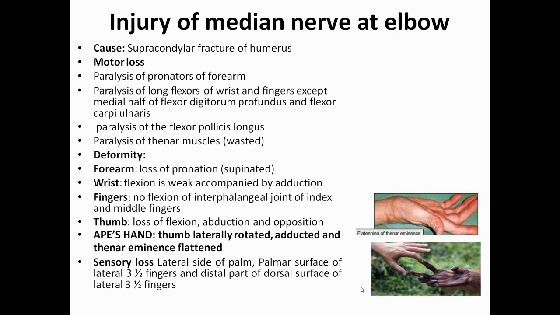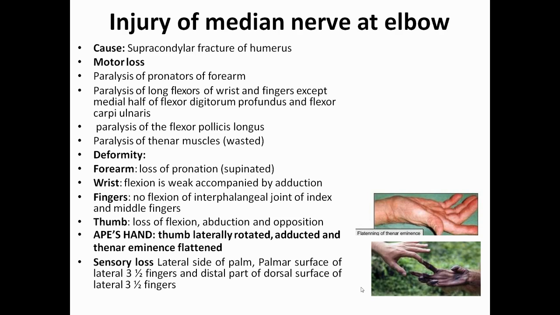Deformity: there will be loss of pronation in the forearm, and at the wrist there is weak flexion accompanied by adduction, with no flexion of the interphalangeal joint of the index and middle fingers, and loss of flexion, abduction and opposition in the thumb. Ape hand: the thumb is laterally rotated and adducted, and the thenar eminence is flattened.